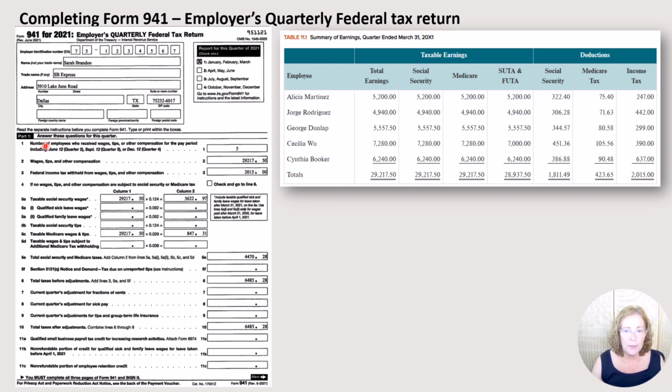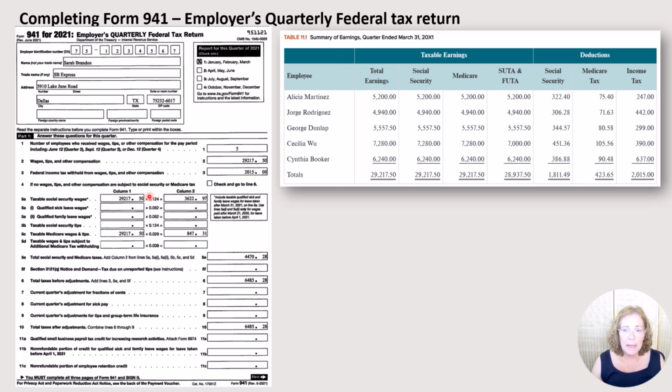The next section below the header section is Part 1. We entered the number of employees who received wages on March 12th, which is 5 employees, and we entered the taxable earnings from our payroll register on row 2. The income taxes from our payroll register is entered on row 3. And next we enter the Social Security taxable wages on row 5 and multiply that amount by 12.4%. Why 12.4%? Well, because the employer has to remit the 6.2% withheld from the employee, but also has to pay the employer portion of 6.2%, combined 12.4%.